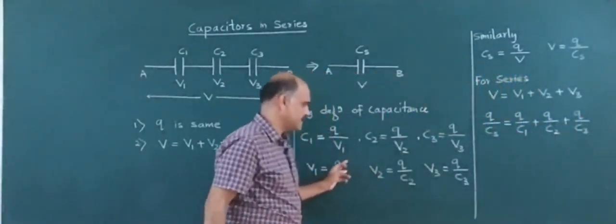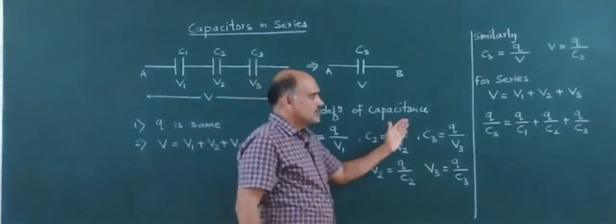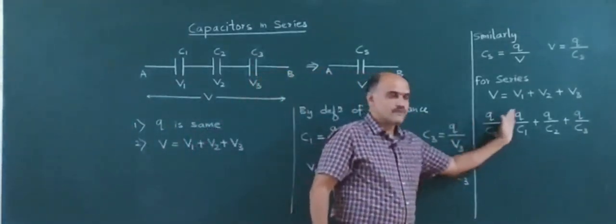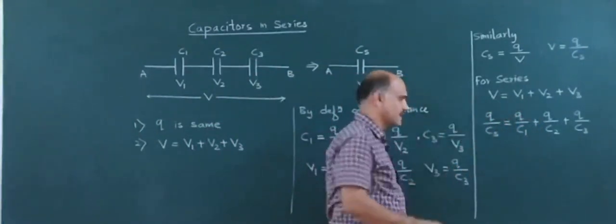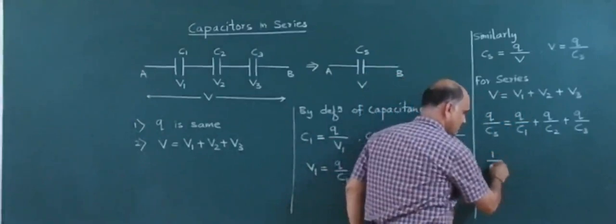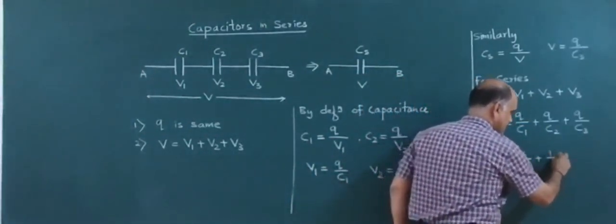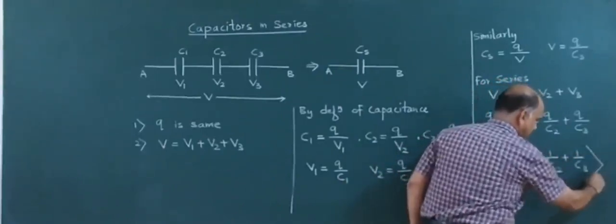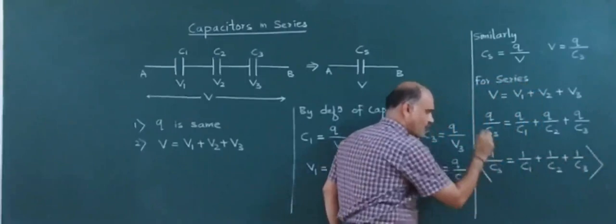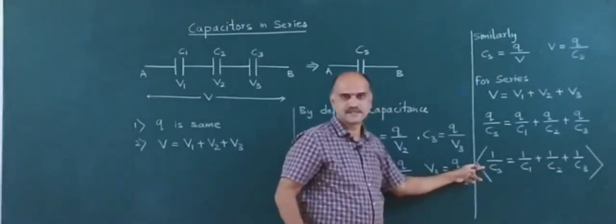Q by C1 plus Q by C2 plus Q by C3. So if I take Q common from all the terms, from LHS and RHS, Q gets cancelled. So I will be having 1 by CS is equal to 1 by C1 plus 1 by C2 plus 1 by C3. So this is the expression for equivalent capacitance in series.